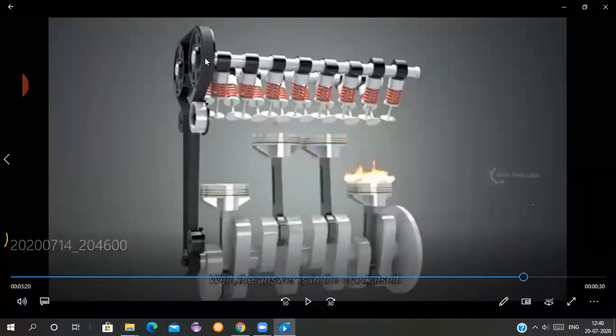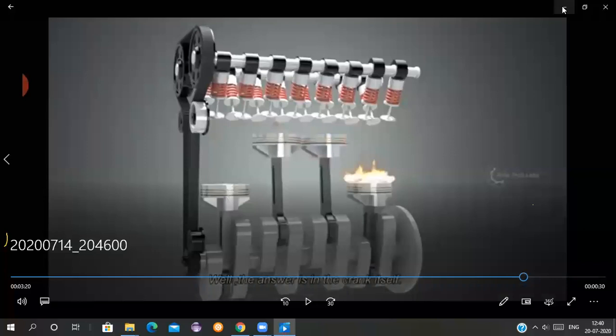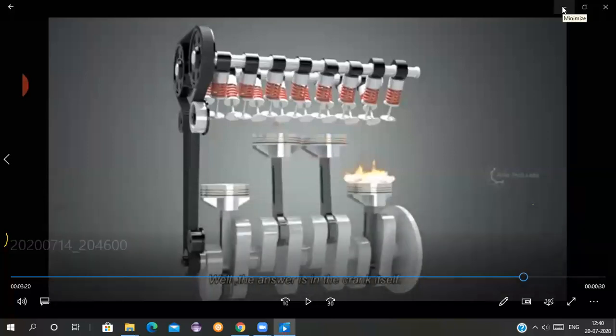Okay, students, hope you have understood this. See, two-stroke engines are different, CI engines are different. This is the basic I have explained to you.